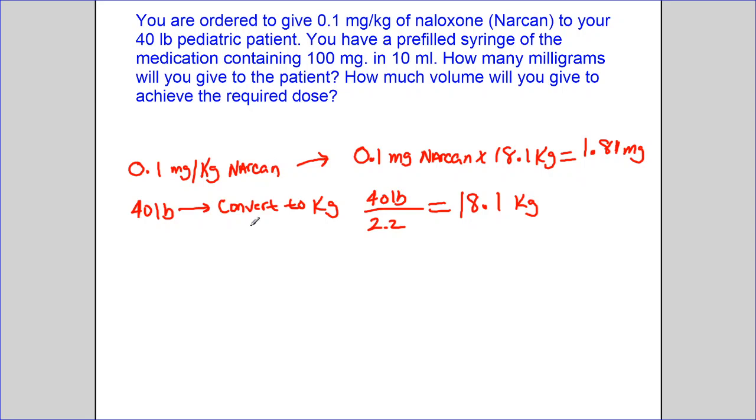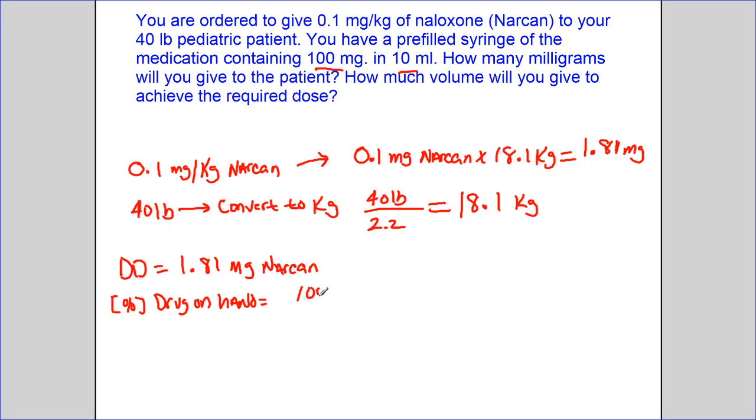All right, so we've done that. So now, what's our desired dose? Our desired dose is going to be 1.81 milligrams Narcan. Okay. And now we need the concentration of drug on hand, don't we? All right, so it tells us a prefilled syringe of medication containing 100 milligrams in 10 mils.